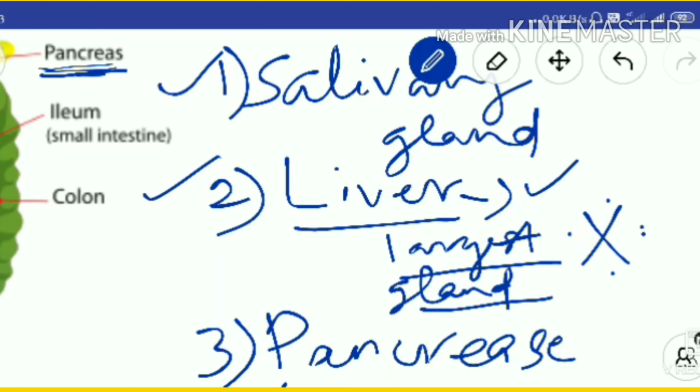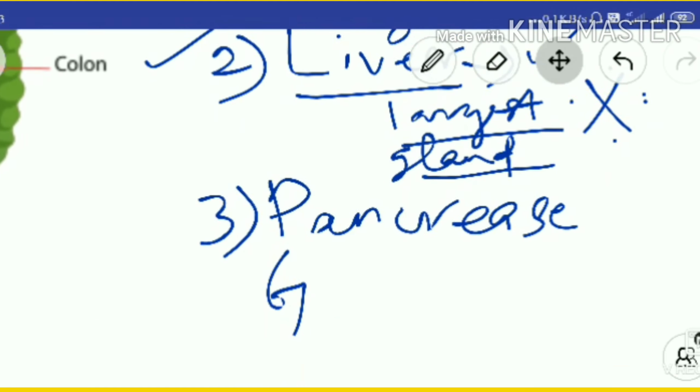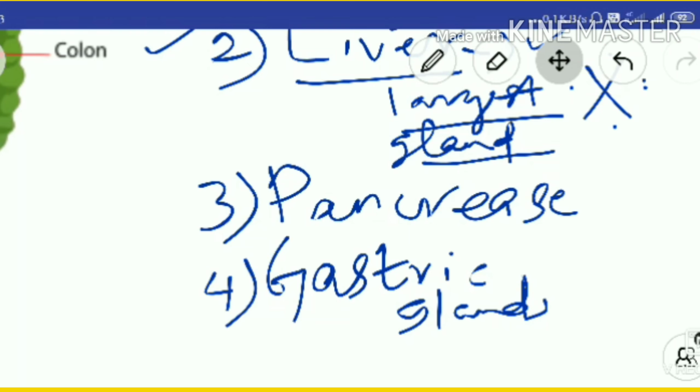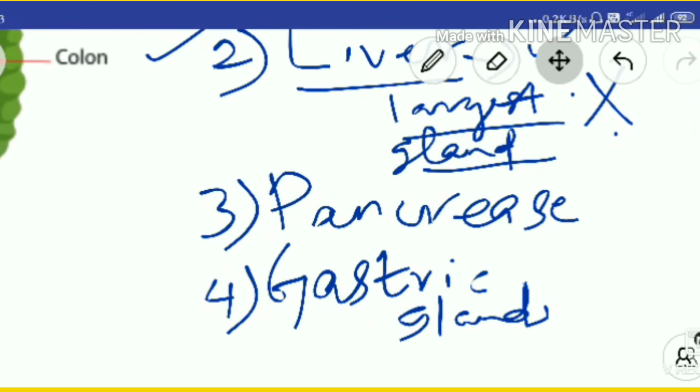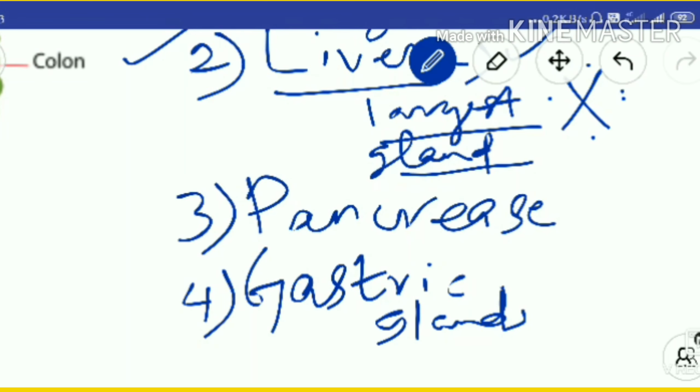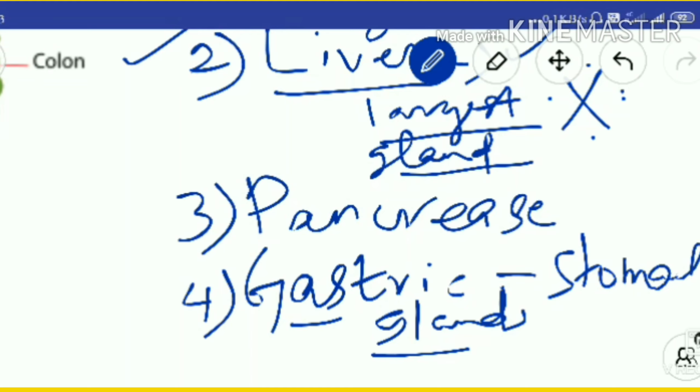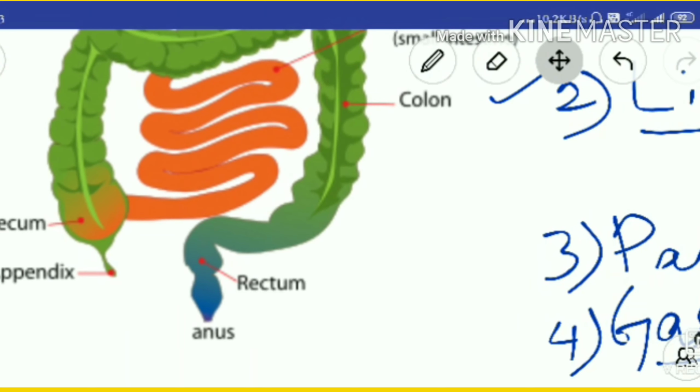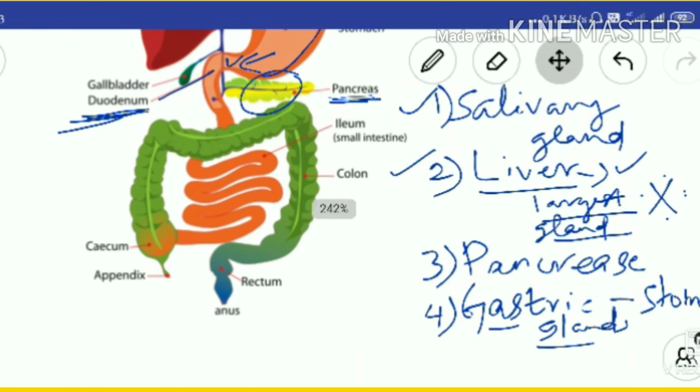Liver. And another digestive gland is the pancreas, and gastric gland is another digestive gland. Where is the gastric gland present? Gastric glands are present in our stomach. These are the four digestive glands that help human digestion. Are you clear? Okay, now let us come to our structure.